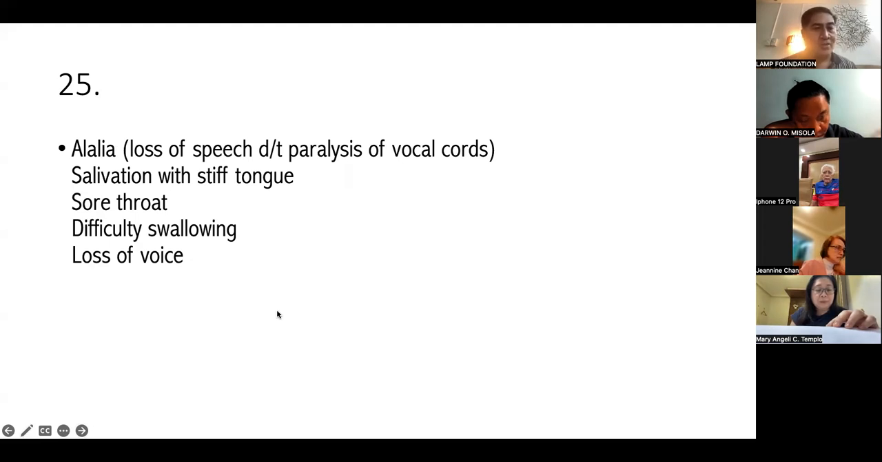And the last one, okay, alam ninyo naman po ito, no? Loss of speech due to paralysis of vocal cords, salivation with stiff tongue, sore throat, difficulty swallowing, and loss of voice. What is this extra point, Doktora? Shang Yanquan. Okay, thank you very much, Doktora.